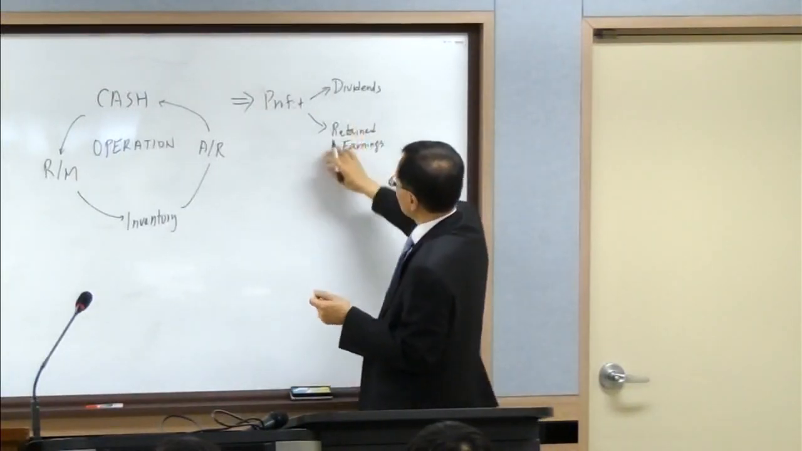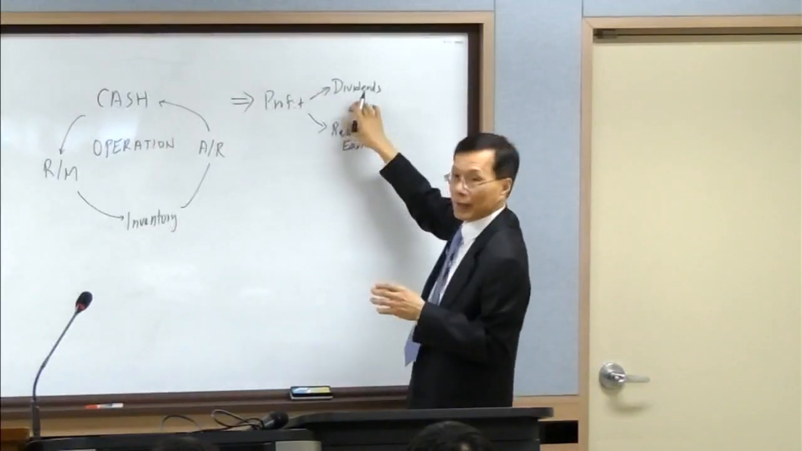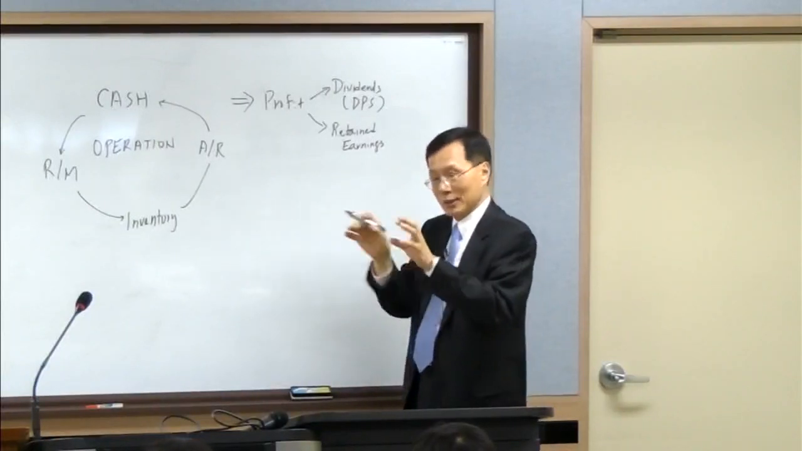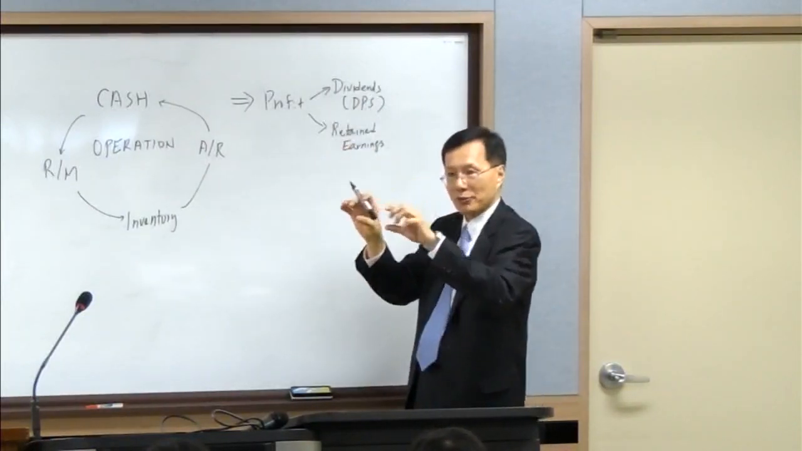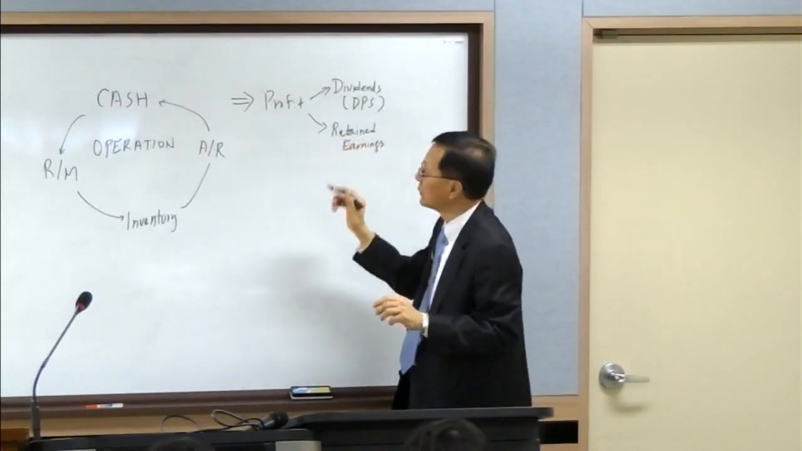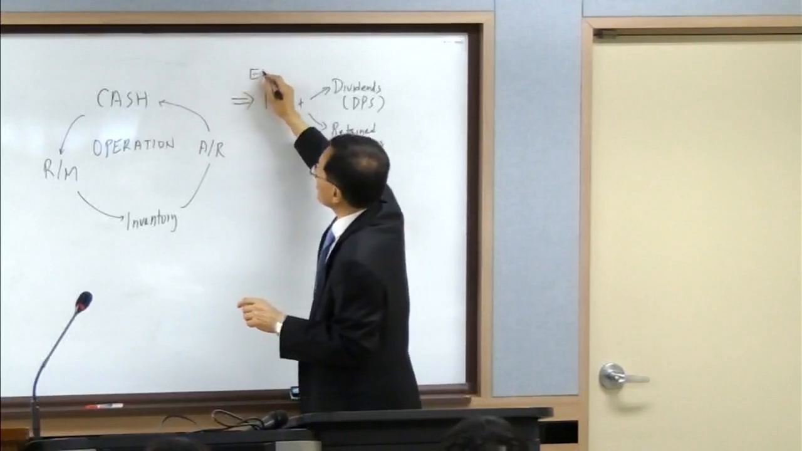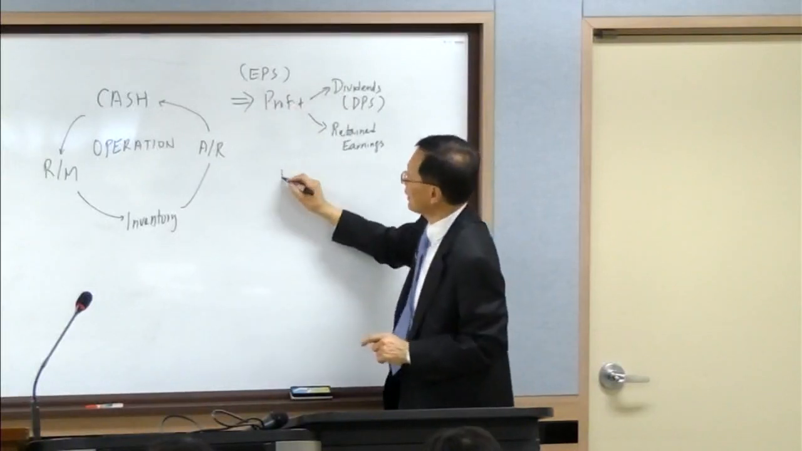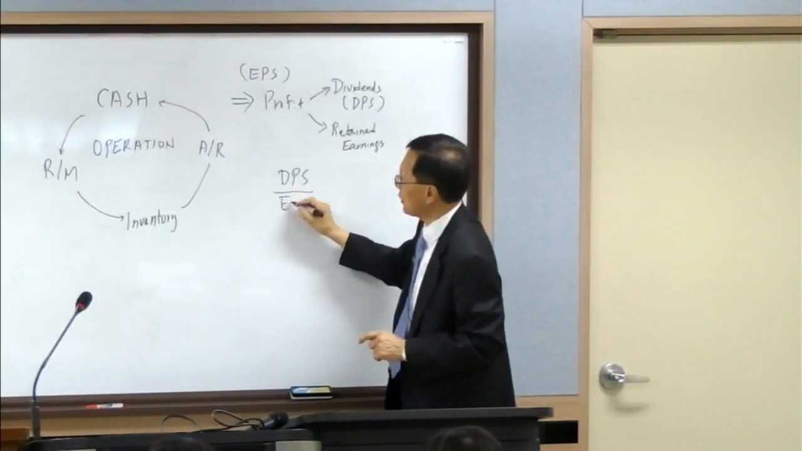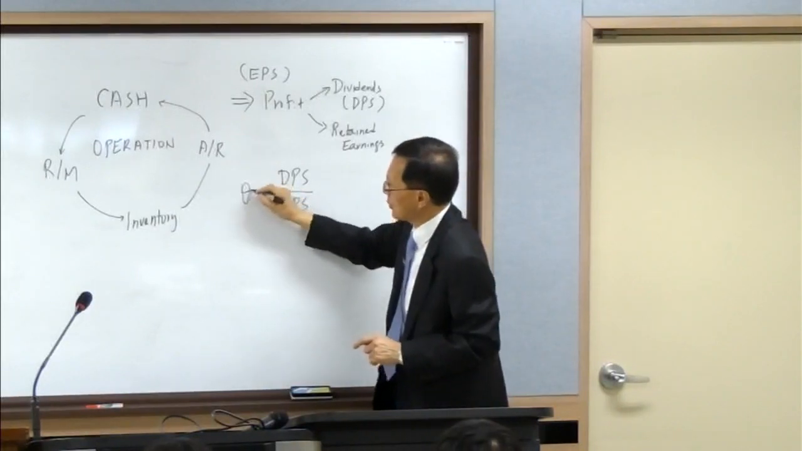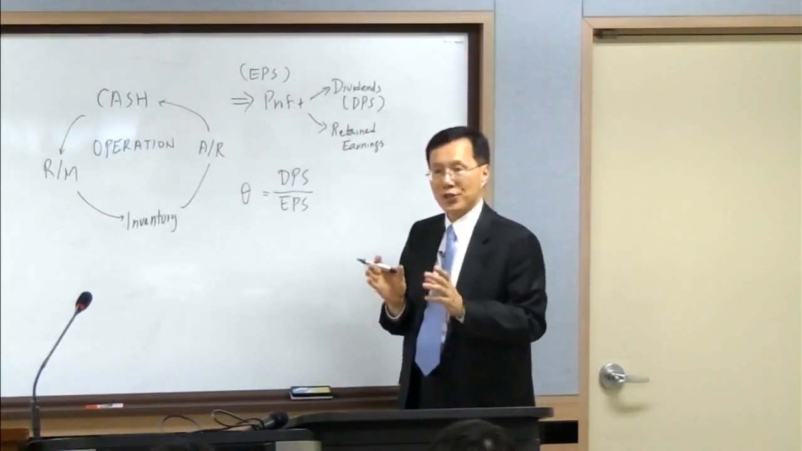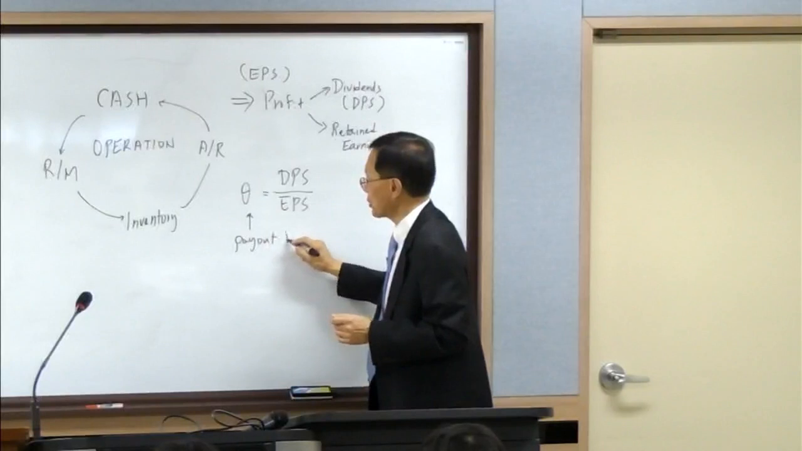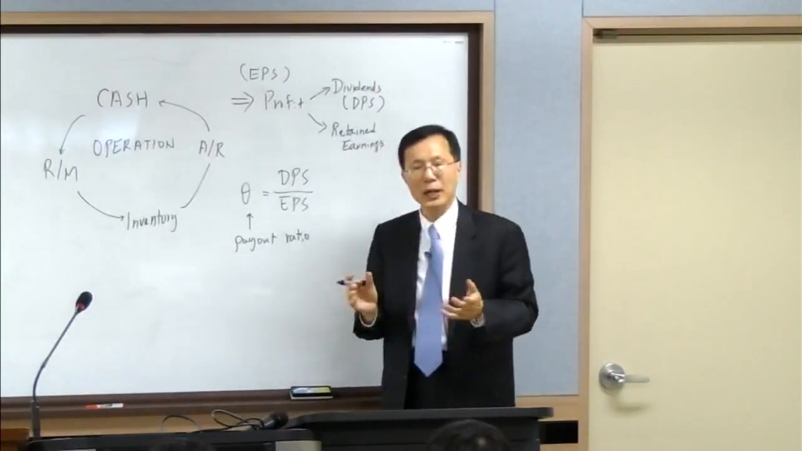The amount that is retained is after dividends, and there is something called dividend per share. If you divide the amount of dividends by the number of shares outstanding, you have dividend per share. And for profits, earnings per share: profits divided by the number of shares outstanding. Dividend per share divided by earnings per share is at times denoted as the Greek letter theta, and this is the payout ratio, or dividend payout ratio, or more simply, just payout ratio.